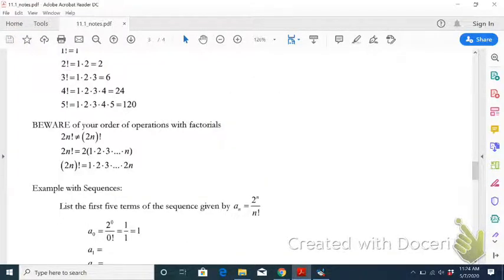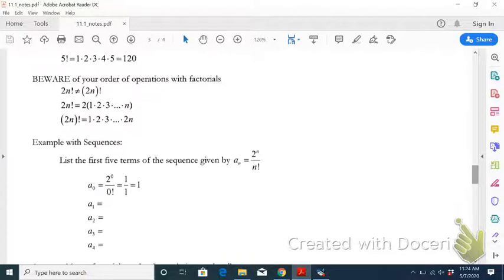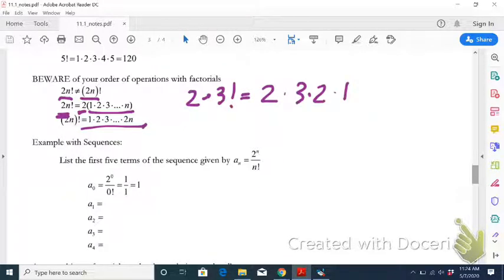So a couple things with factorials. Be careful of the order. The exclamation point only goes to what's directly to the left of it. So 2n factorial is not the same thing as 2n quantity factorial. With 2 times n factorial, that would just be 2 times n factorial. For example, if it was 2 times 3 factorial, that really means 2 times 3 times 2 times 1. But 2 times 3 quantity factorial, you do parentheses first.